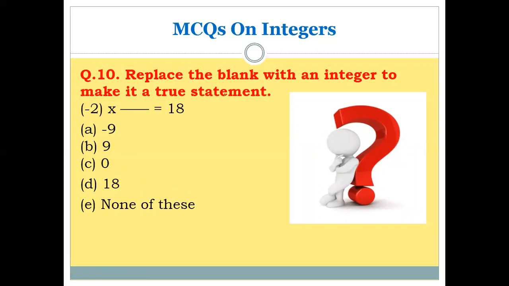Replace the blank with an integer to make it a true statement. So minus 2 multiplied with which integer, so that the result is 18. So minus 2 multiplied with minus 9, the result is 18. Or you can say it also like this: the product 18 is divided by minus 2. If you divide 18 by minus 2, the result will be minus 9. So this is what we understand in another way.